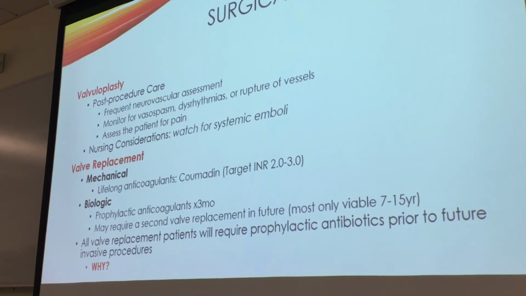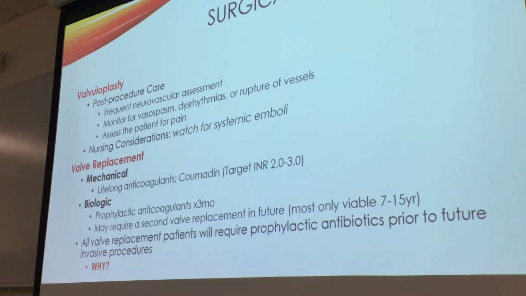So they're most likely going to be on lifelong Coumadin. And biologic would be a tissue valve, so you've heard of bovine or even valves from cadavers. Those can be used for valve replacements. Initially they may need some anticoagulants, but they do not need lifelong like the mechanical, and they may require a second replacement in the future because biologic only lasts so long, on average 7 to 15 years.